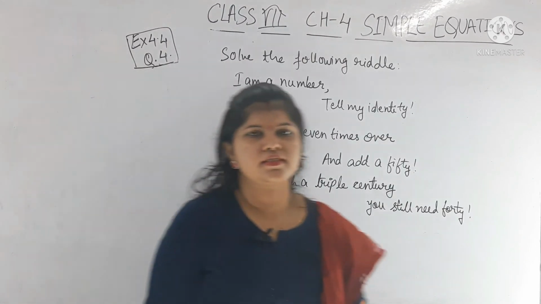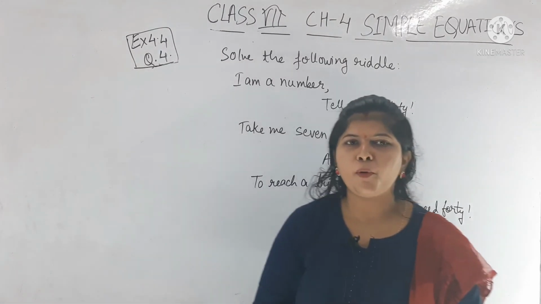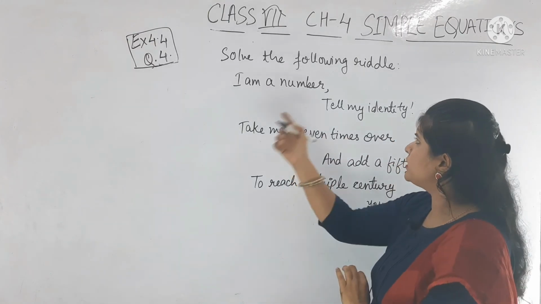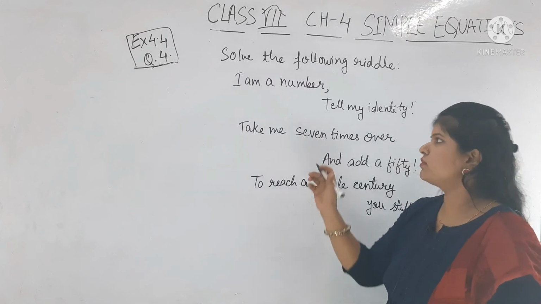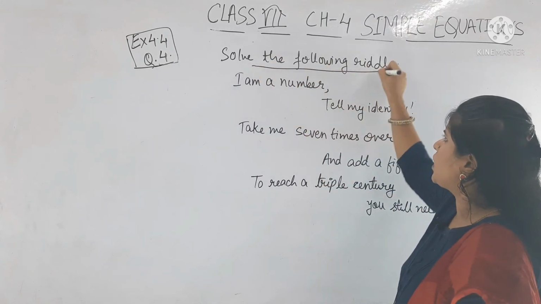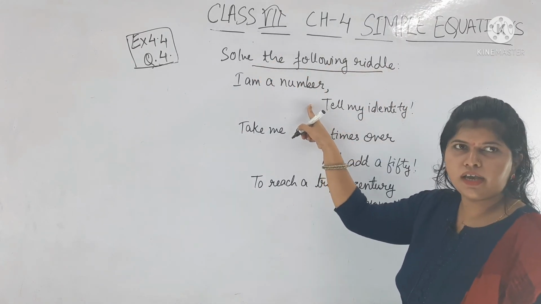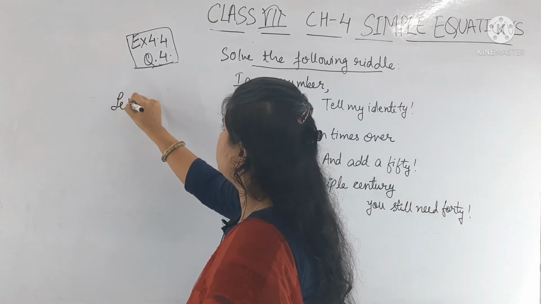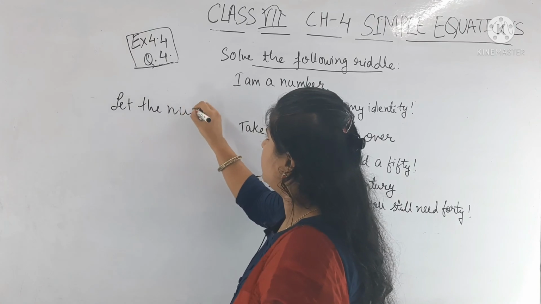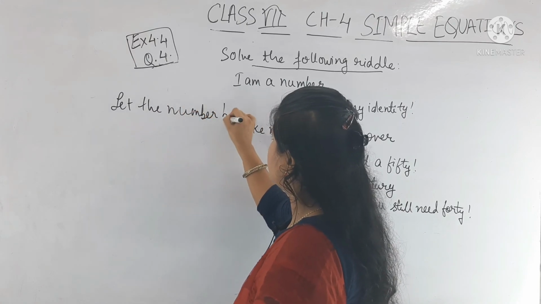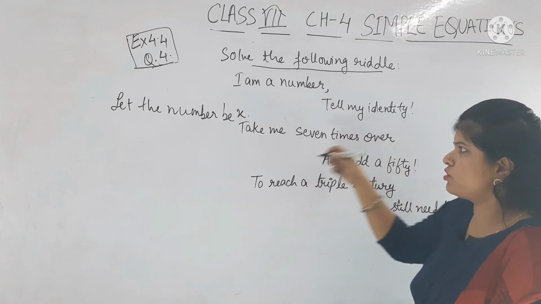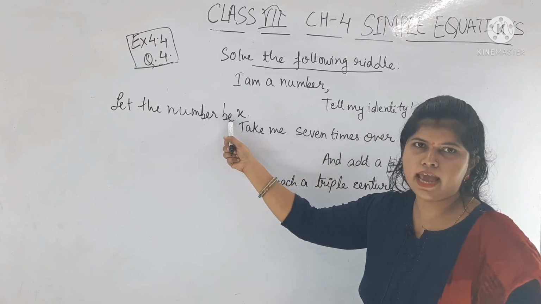Okay students, this is the last question of this exercise 4.4. Here question number 4 is, we have to solve the following riddle. It is like a poem. I am a number. So let the number be x. I am a number, tell my identity. So I have given the identity x.